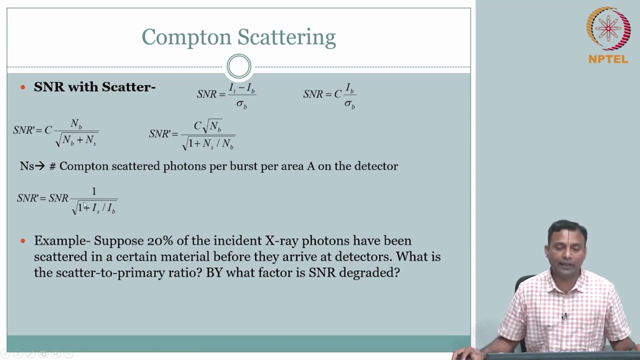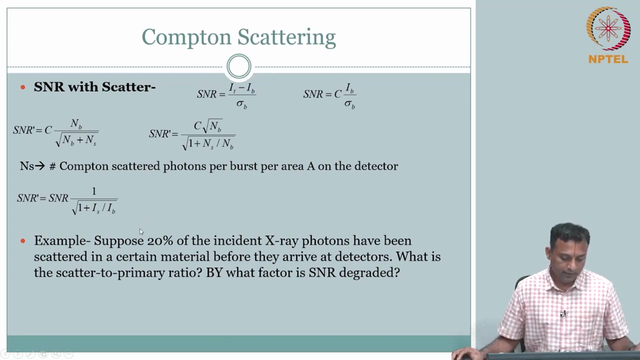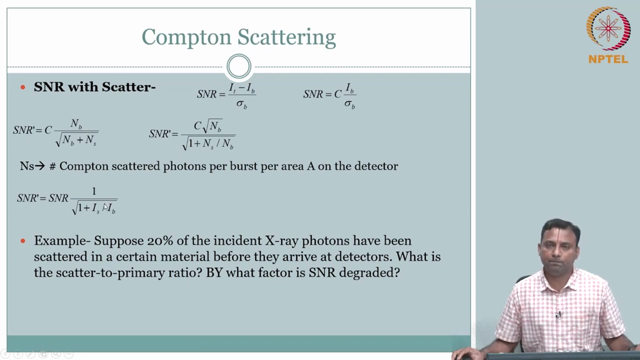So, this guy goes greater than 1, and so 1 by square root of this guy, which is greater than 1, so some factor less than 1. So, your SNR into a factor less than 1 is going to give your SNR dash. That means SNR dash is reduced. Okay. So, this is an important aspect, right?